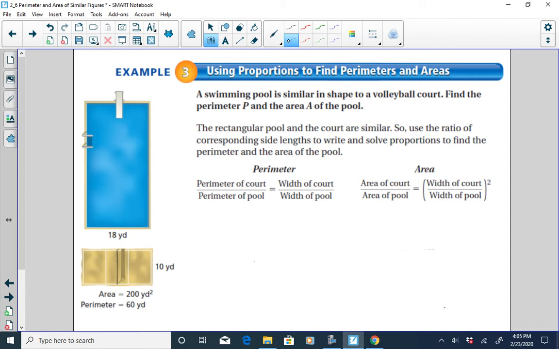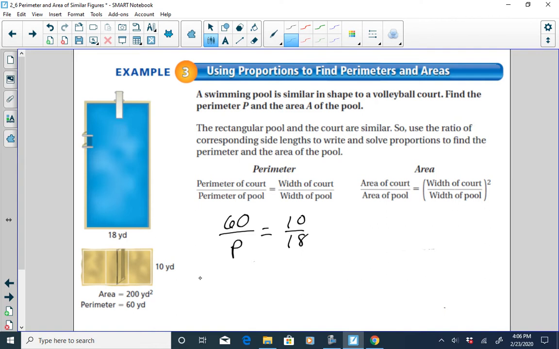Well, first we start with the perimeter of the court. The perimeter of the court is 60 yards, so we're going to write that as 60 over the perimeter of the pool, which we don't know, so we're just going to use P to represent the perimeter of the pool. But then we need the ratio of the corresponding side lengths. Corresponding side lengths are going to be 10 to 18. So there's our proportion.